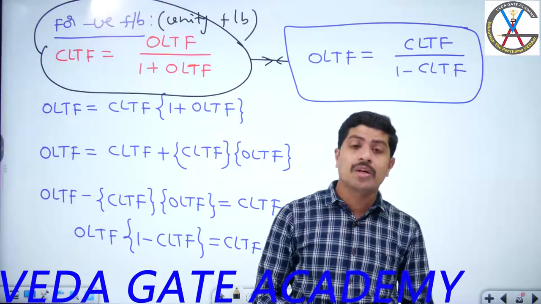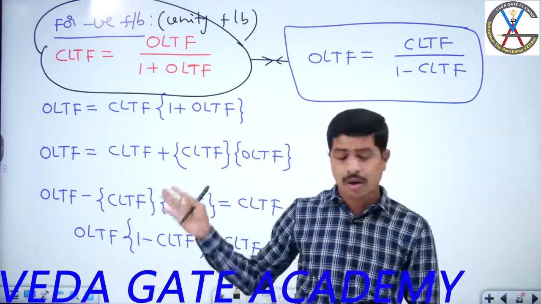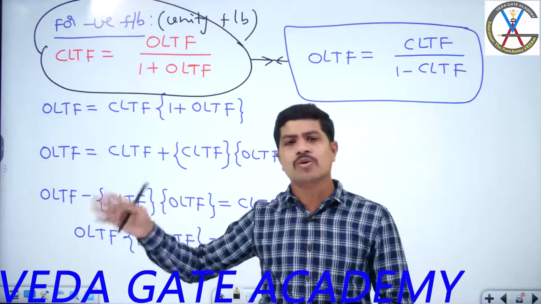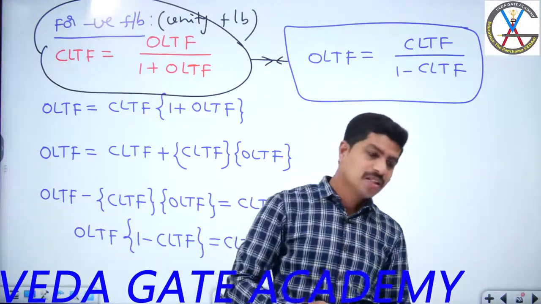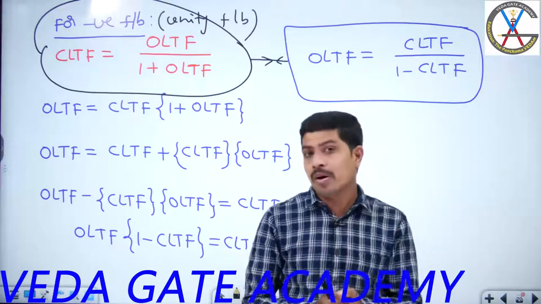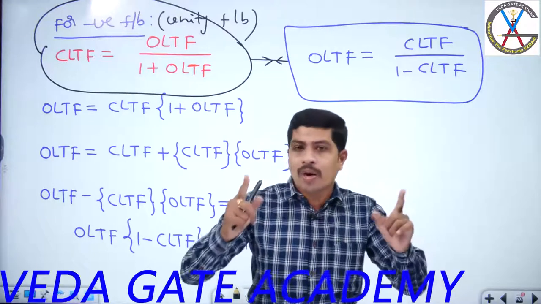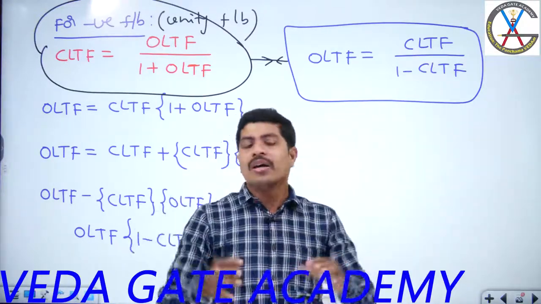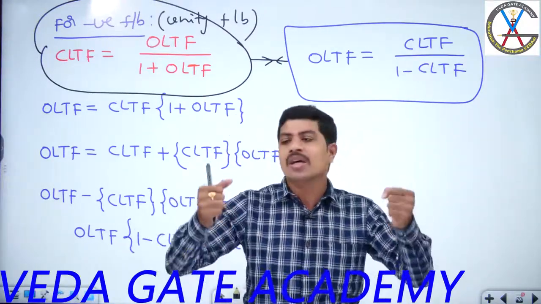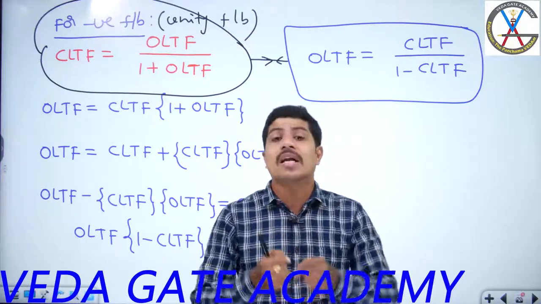After completion of that, we are going to see many problems on open loop to closed loop, closed loop to open loop, and for a unity feedback system and a non-unity feedback system. And one important point I want to tell you is that two systems are said to be equivalent if their transfer functions are equal. I have two systems, say system A and system B. These systems are said to be equivalent if their transfer functions are the same.